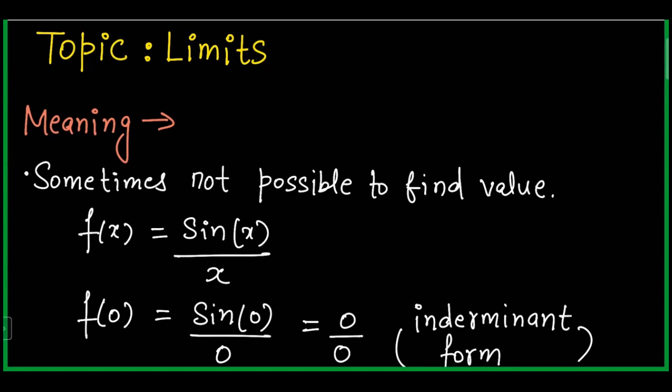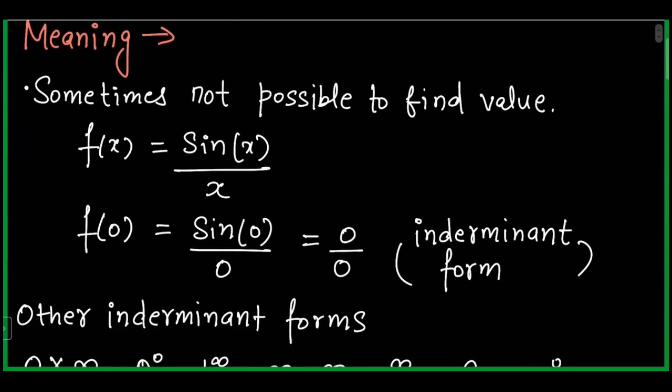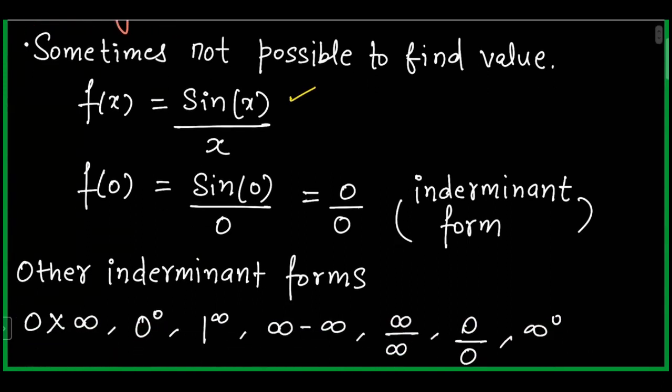So limits, what is the meaning of limits itself? Many times it happens that we cannot find the exact value. For example, let's say I have a function sin x by x, and I want you to give me the value at 0. What is the value of sin x by x at 0? You will say, okay, let's put 0 in the numerator and also in the denominator. So you will get sin 0 by 0. Sin 0 is also 0, and 0 divided by 0. Now in mathematics, we do not know how to divide 0 by 0. So this is known as an indeterminate form. Indeterminate means we cannot determine the value.